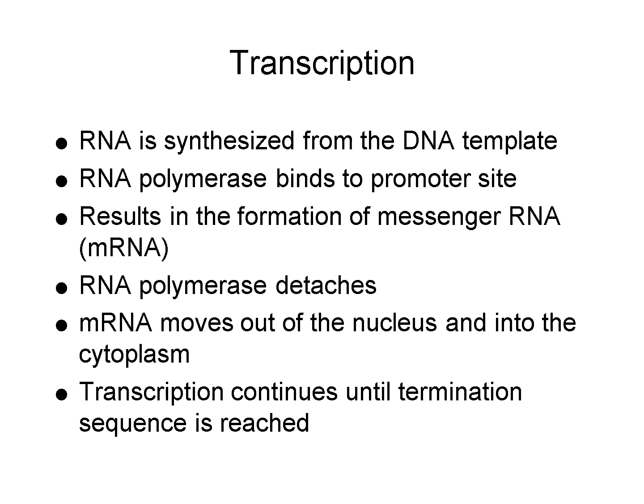It begins when the enzyme RNA polymerase binds to a specific region of the DNA called the promoter site. This action starts the creation of messenger RNA, also known as mRNA. Once the mRNA strand is formed, RNA polymerase detaches from the DNA. The newly created mRNA then moves out of the nucleus and into the cytoplasm, where it will be used to build proteins. Transcription continues along the DNA until a special termination sequence signals it to stop.